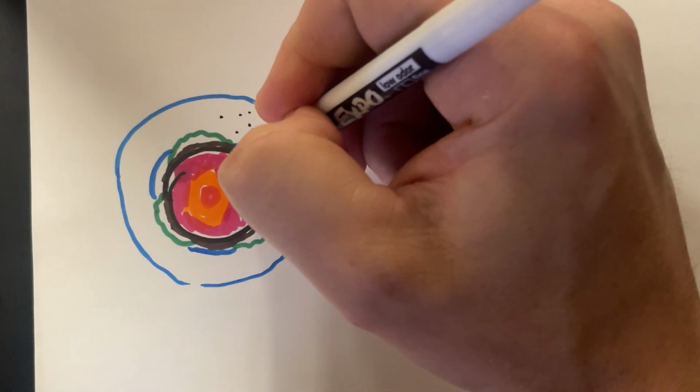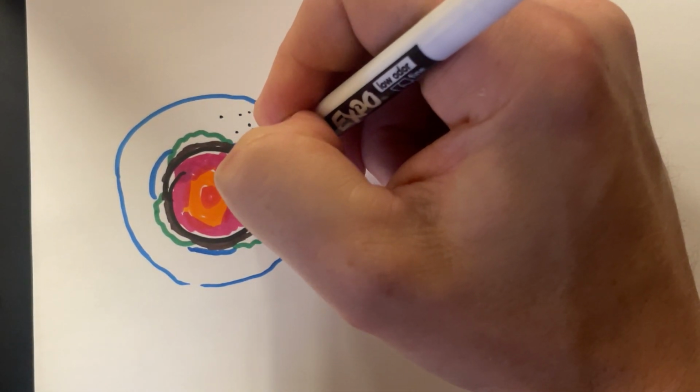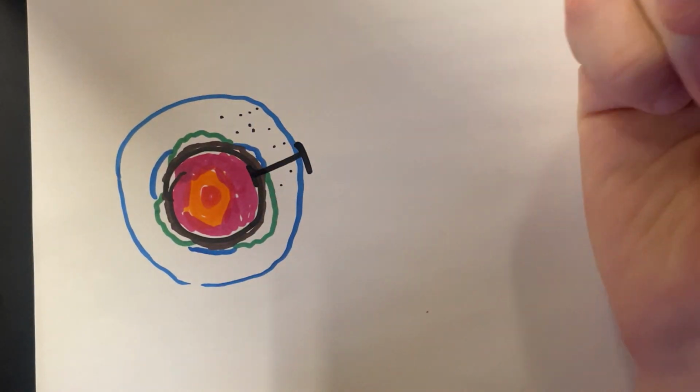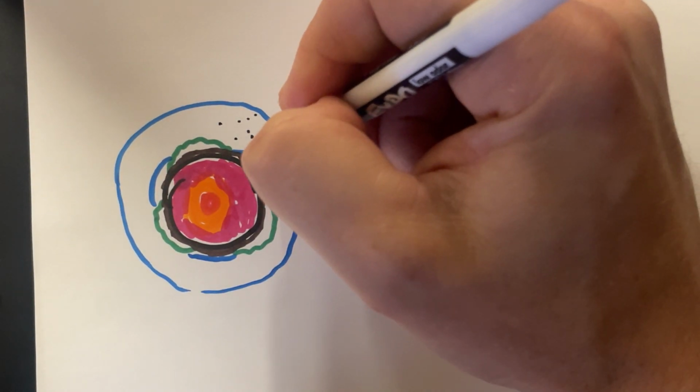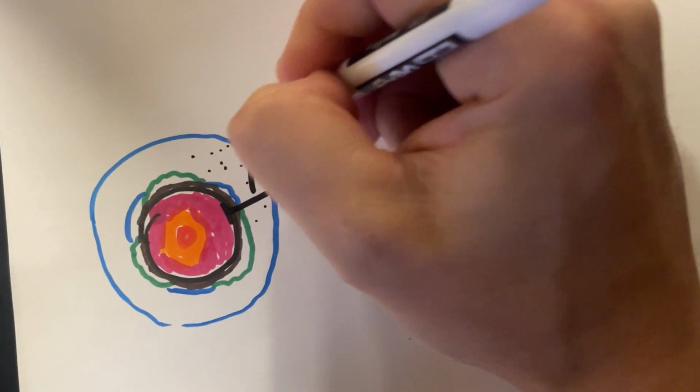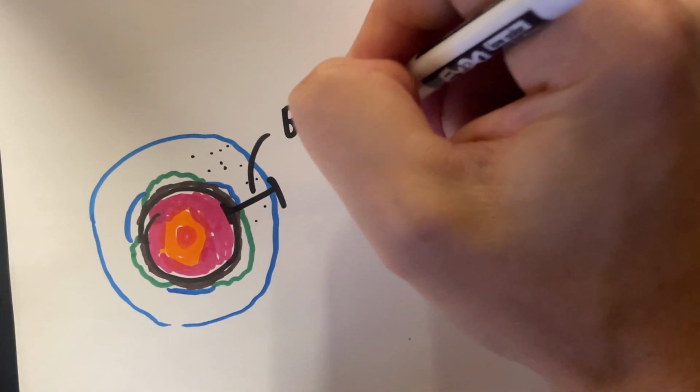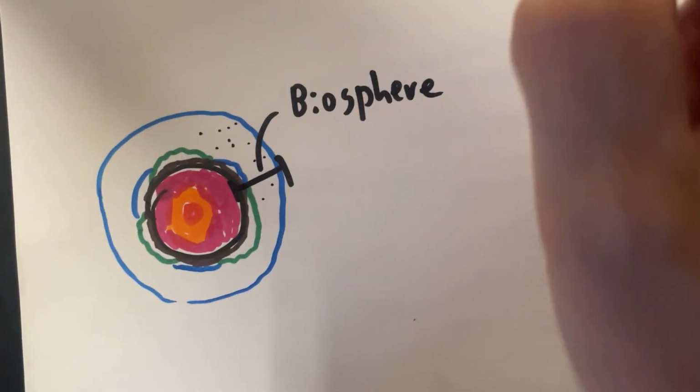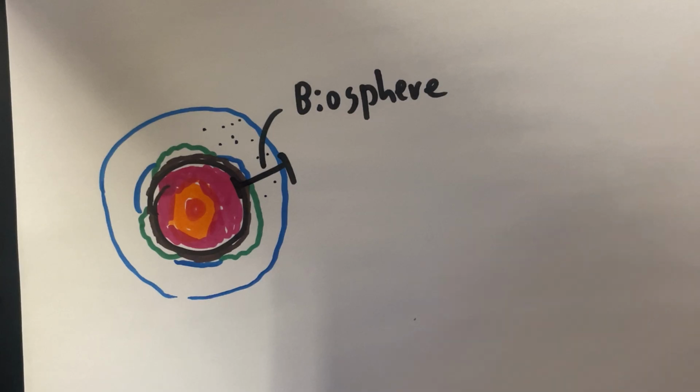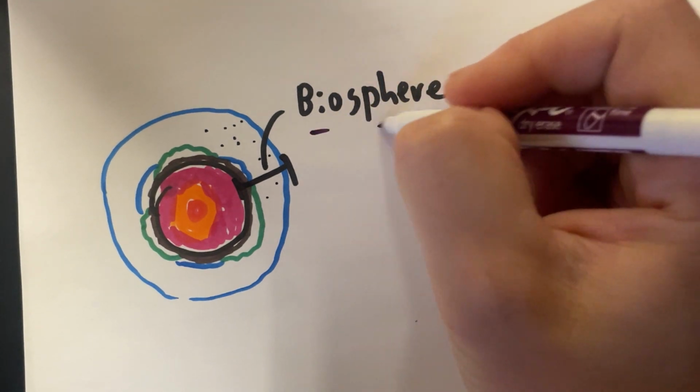So this zone between molten rock and outer space is called the biosphere. Remember in Earth science class, there was the lithosphere and all the layers of rock, the troposphere, all that stuff. Well, there's a biosphere too, and that just means the section where life is found.